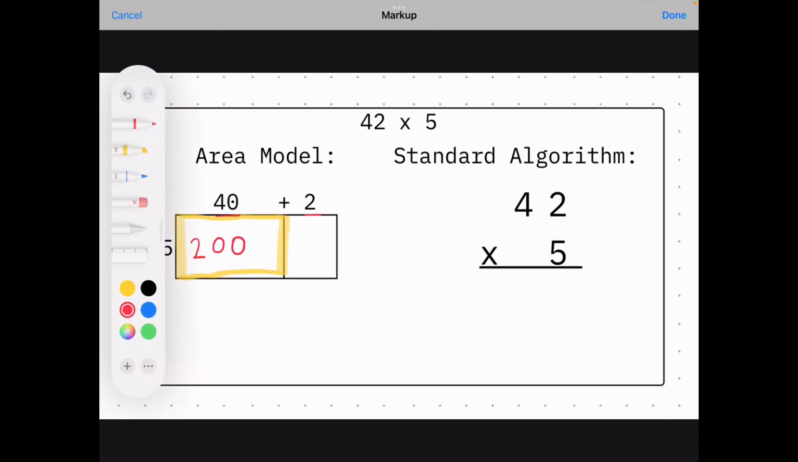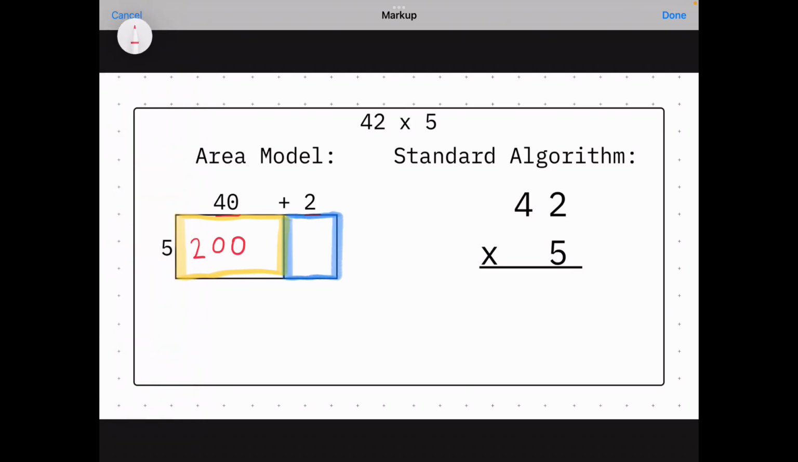In the next box, which I will highlight here in blue, we have a new length and width. This time we're only focused on the 2 in 42. So this time I'm doing 2 times 5, which gets me to 10. From here, I just need to add up the areas of each box to get my final answer of 210. So 42 times 5 is 210.